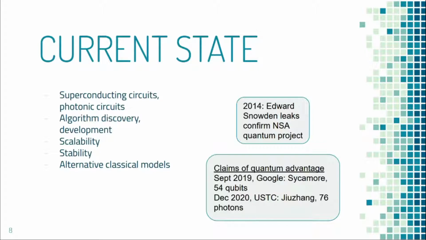So on September 29, Google claims that their quantum computer Sycamore reached quantum advantage with 54 qubits. And in December 2020, the University of Science and Technology in China developed Zhujiang, which has 76 photons, and they claim that that also reached quantum advantage. However, as to the validity of either of those claims, it's still a little fuzzy. But it's certainly a significant feat.